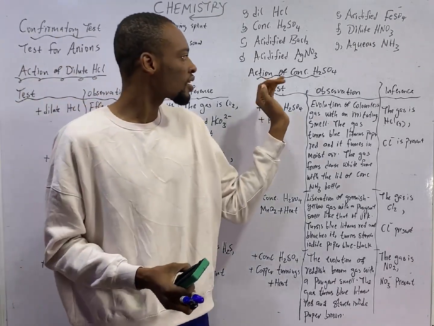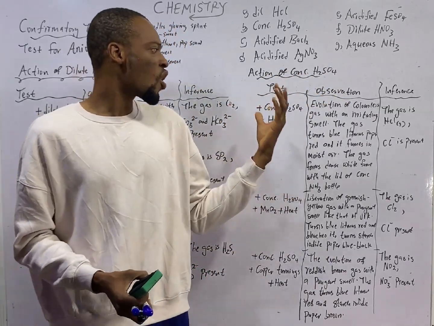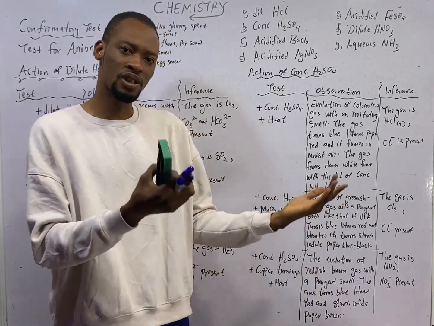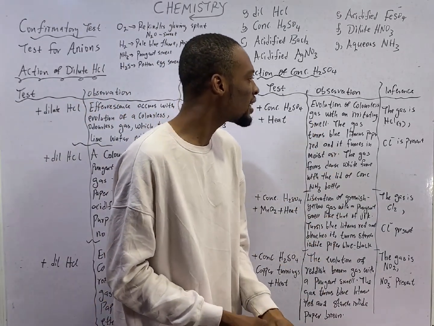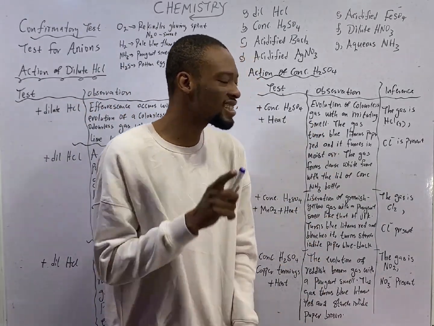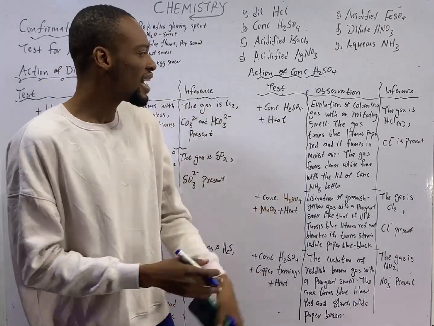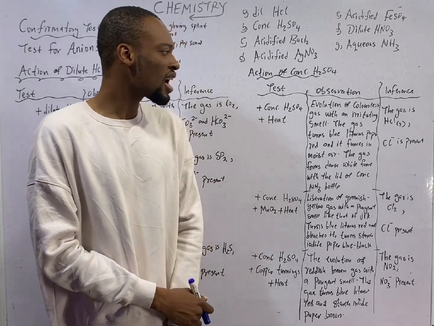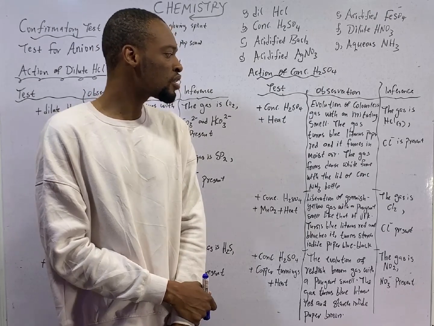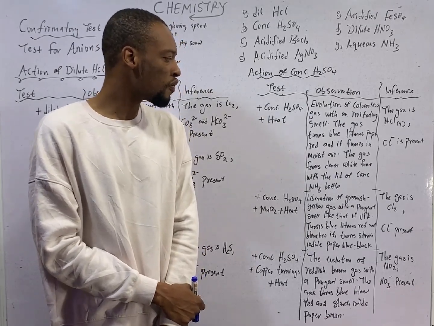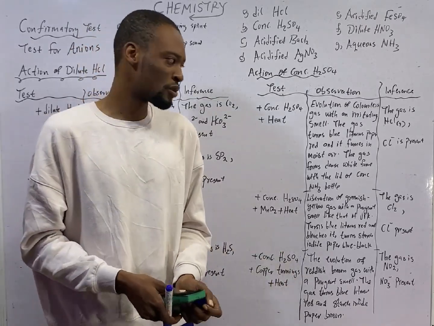Now, using conc H2SO4, you are told that conc H2SO4 was added to this and heated. There was evolution of a colorless gas with an irritating smell. Now you see that keyword, irritating smell. The gas turns blue litmus paper red and it fumes in moist air. The gas forms a dense white film with the lid of a conc ammonia bottle. Which gas is present and which ion is present?